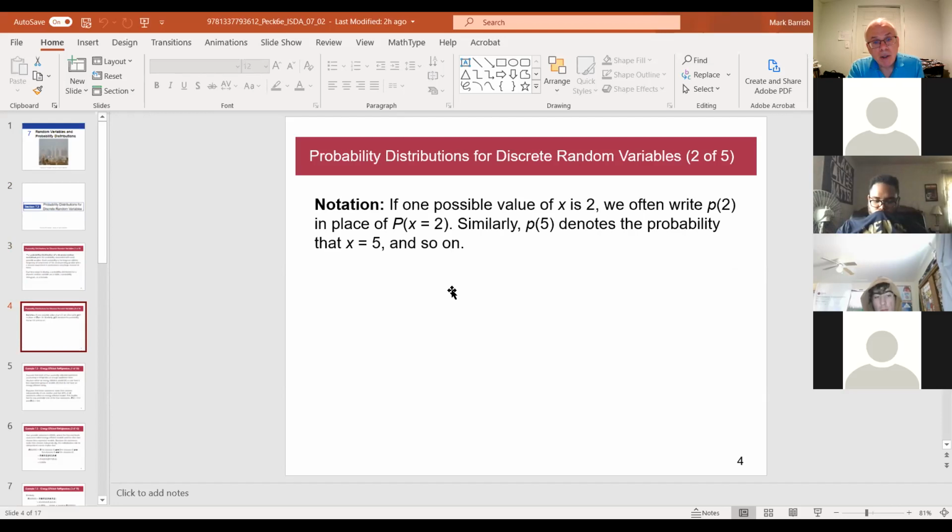How do we write these probabilities? Well, if the random variable x has a value of 2, we could write its probability as P2. That's the way I do it. P2 means P of x is equal to 2. What's the probability that x is equal to 2? So P5 would be, what's the probability that x is equal to 5? It's just a shorthand way of writing the probability for one of those values.